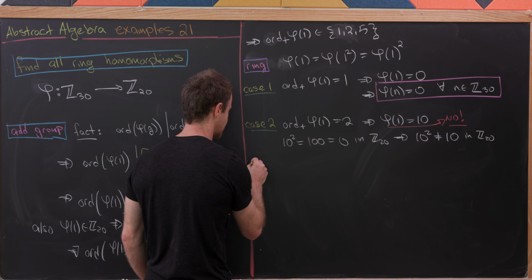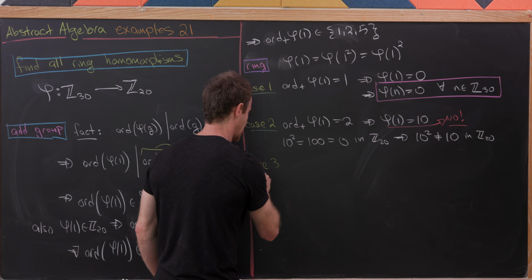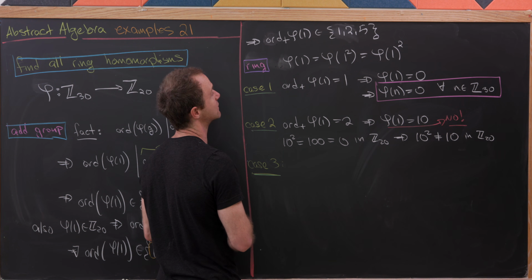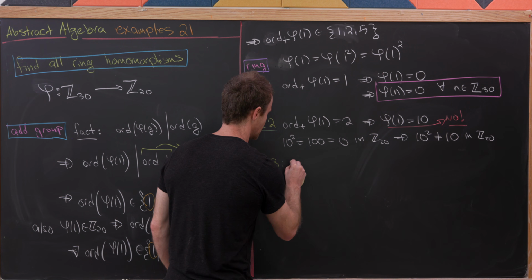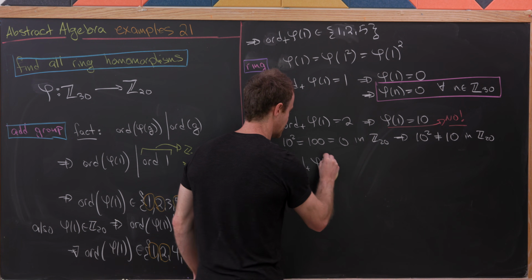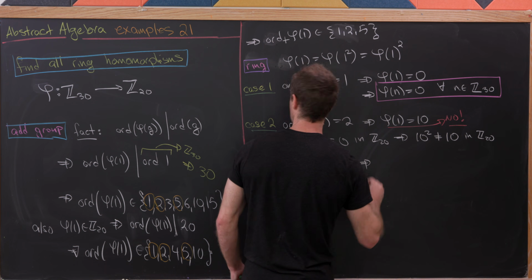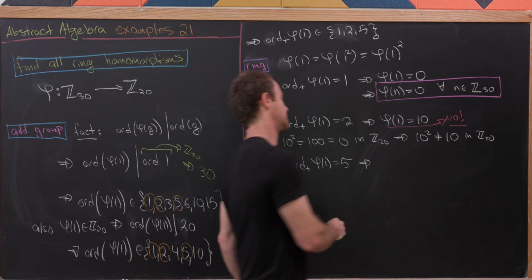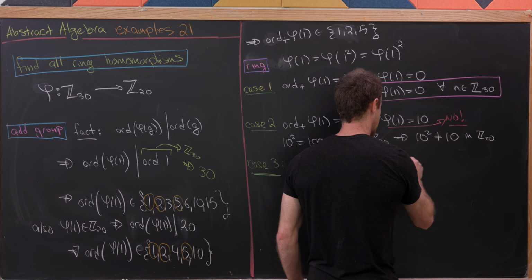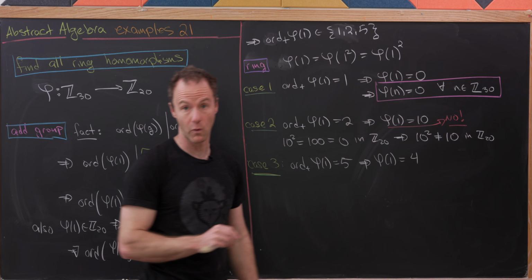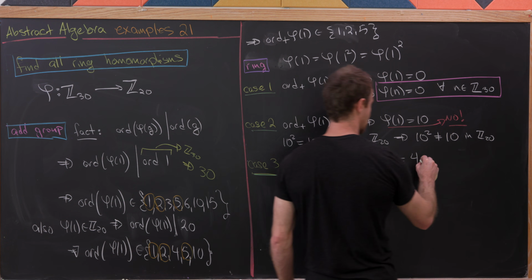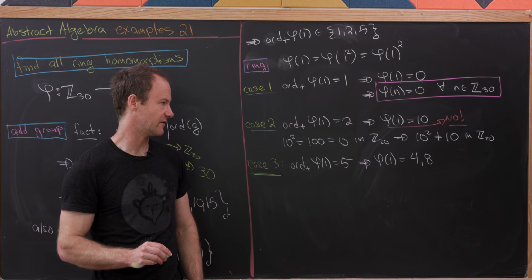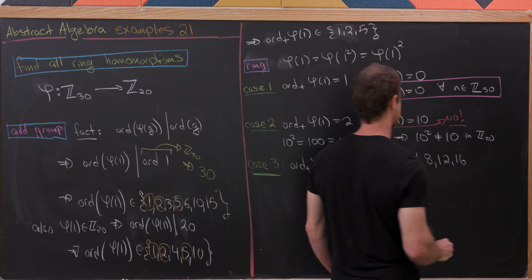Now let's move on to case 3. Case 3 will be the case when the additive order is equal to 5. So we'll have the additive order of phi of 1 is equal to 5. Now we're inside of Z20 here, so there's going to be a couple more elements. So that means that phi of 1 could be equal to 4. Notice that 4 has additive order 5. It could be equal to 8. That also has additive order 5. It could also be 12 or 16.